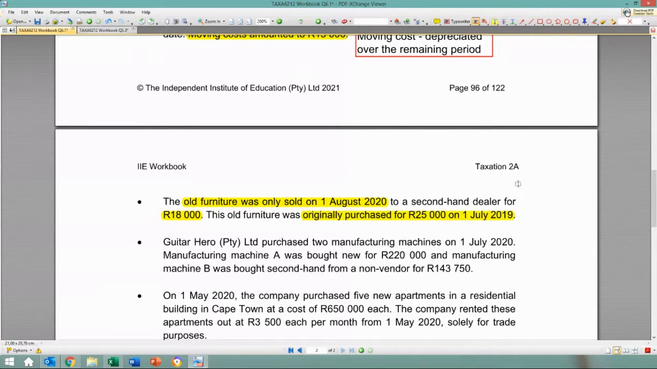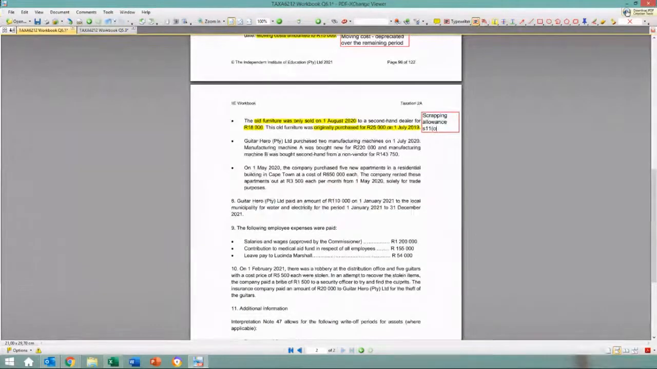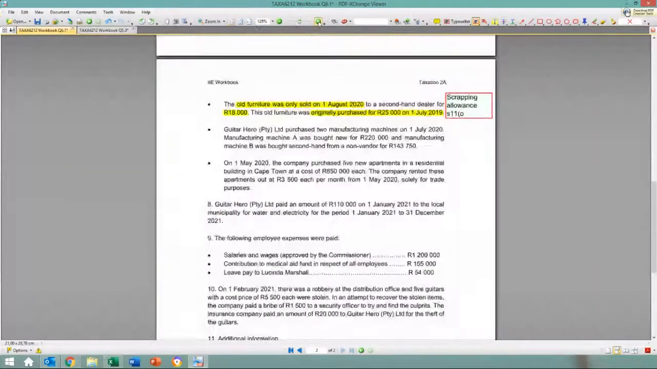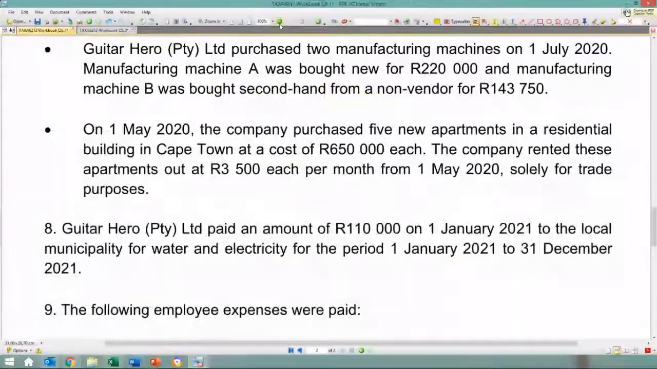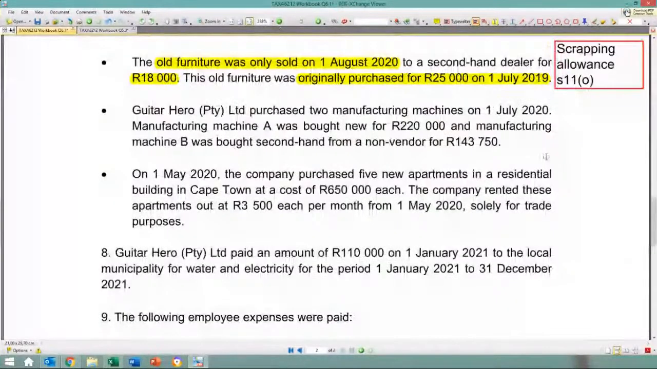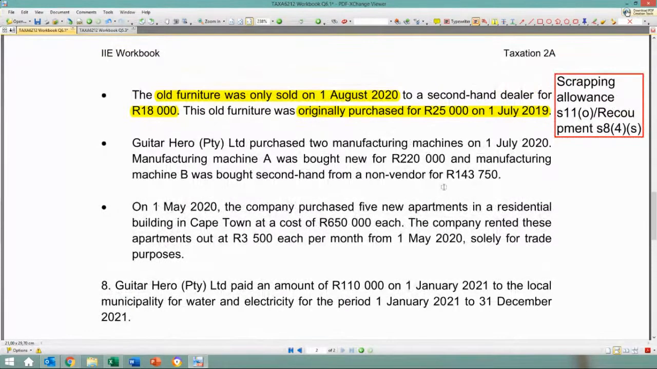Now, when you read something like this, what you need to consider is: is it a scrapping allowance, which is section 11(o), or is it a recoupment, which is section 8(4)(a)? That is, did I make a profit on it, or did I make a loss?